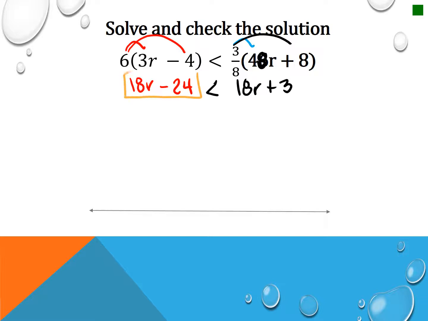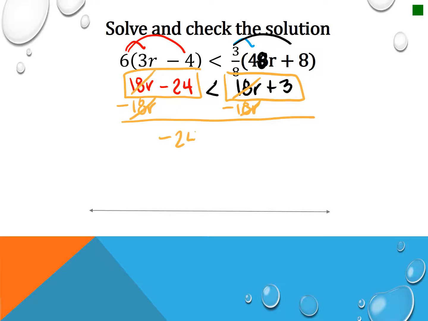Now I'm down to a left side and a right side. They both have pluses, so I'm going to move the 18R by subtracting 18R. Oh my gosh, look what happens. I have negative 24 is less than 3.